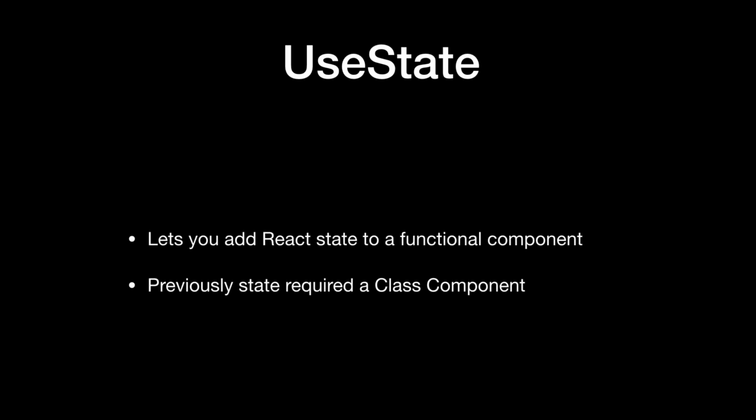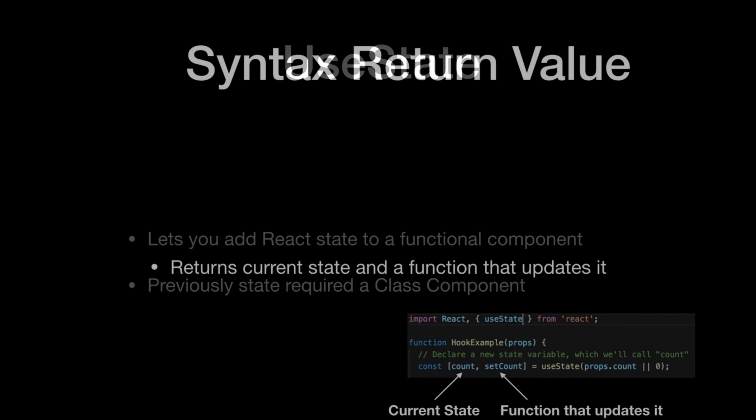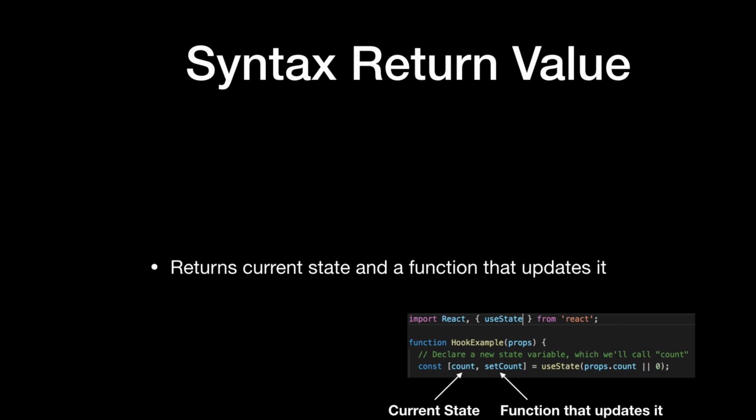useState allows us to add state to a functional component. When the component re-renders, React will preserve the state. useState returns two values: the current state value and the function that lets you update it. Keep this in mind for a moment and I'll explain why that's important.